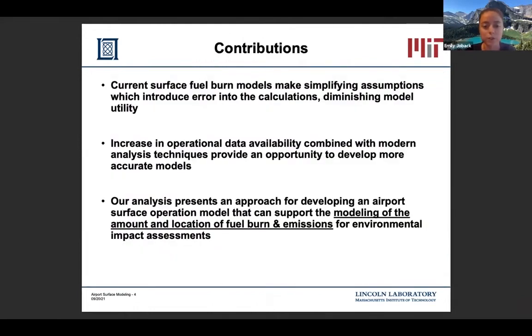The goal of our project was to develop an enhanced surface model that predicted fuel burn and emissions. As current surface fuel burn models make some simplifying assumptions, and this affects the accuracy of their predictions. There's been recently an increase in operational data availability, and specifically, this is the time series data in the flight data recorder data sets. And this combined with more modern analysis techniques provided us an opportunity to develop more accurate models. So our goal for this analysis was to model the amount and location of fuel burn and emissions for environmental impact assessments. Next slide, please.